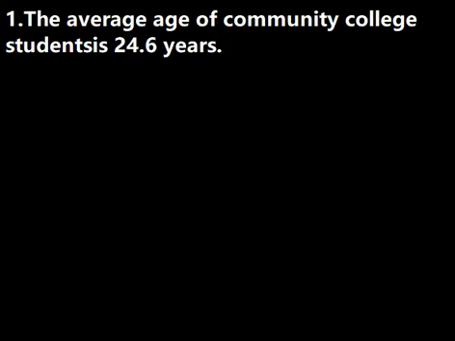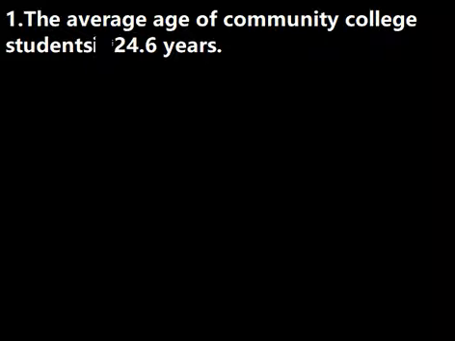So let's say we have this case: the average age of community college students is given as 24.6 years. What is the null hypothesis, and also what is the alternative hypothesis if this is the case?